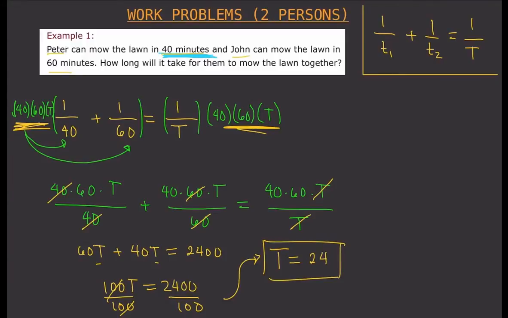So that means if they work together, they can finish the job in just 24 minutes, which makes sense because Peter alone can do it in 40 minutes. How much more if John helped Peter? So the answer is 24 minutes.